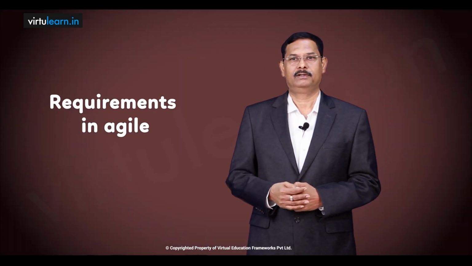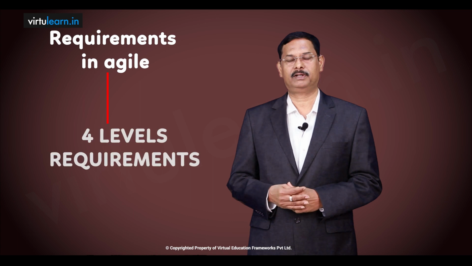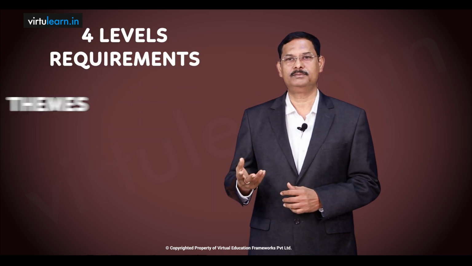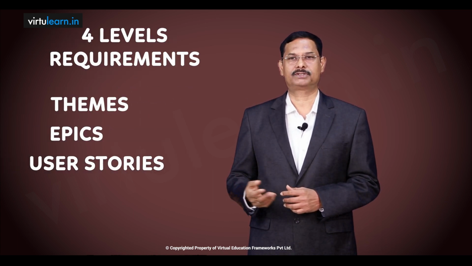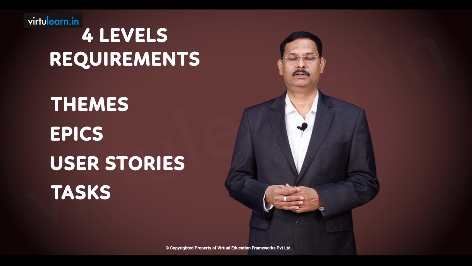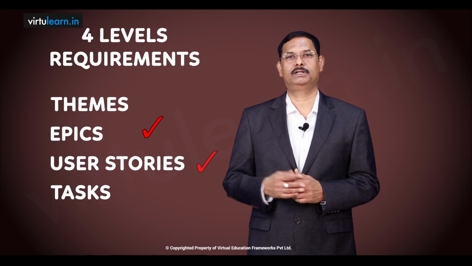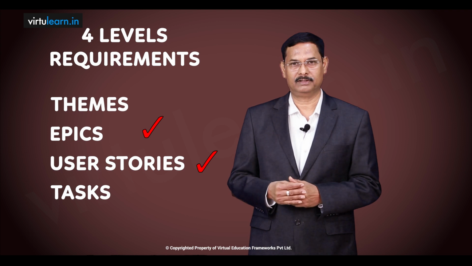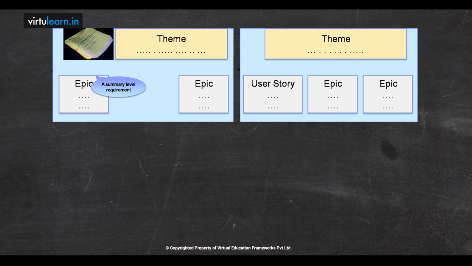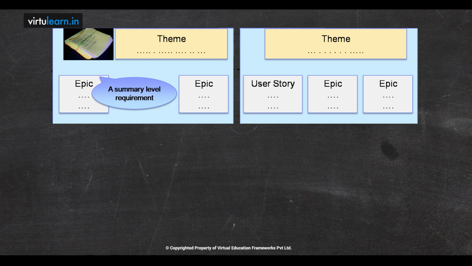If we look at the requirements hierarchy in Agile, we have 4 levels of requirements, essentially themes, epics, user stories, and tasks. Mostly we hear about epics and user stories in Agile. An epic is a summary level requirement. An epic is broken down into one-to-many stories.